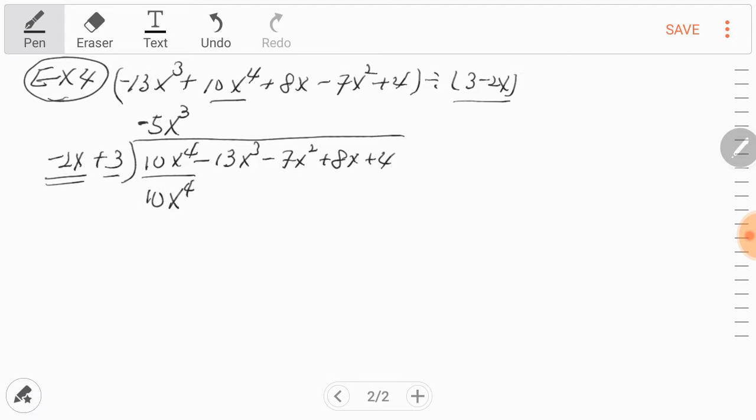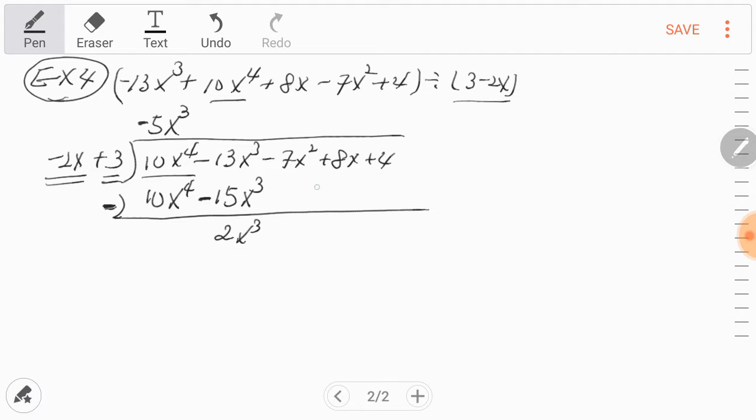Okay, so multiply the next one by negative 5x cubed. So that is negative 15, 3 times 5 is 15, and x cubed. And then what do we do next? Subtract. Top minus bottom. Okay, 10 minus 10 is 0. Negative 13 minus negative 15, negative negative is positive, so negative 13 plus 15 is 2x cubed. Make sure you align the terms, all the like terms, in the same column.